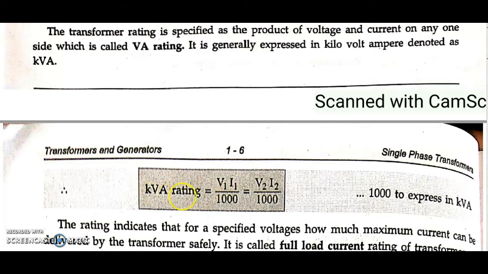So if we know the kVA rating of a transformer, like I said, it is always the same whether it is referred to primary or secondary. It is always constant except for the tertiary transformer that you will learn in your coming classes. So if you know the kVA rating of the transformer and the rated voltage of either primary or secondary, then you can calculate the full load current I1 with respect to primary as well as I2 with respect to secondary.